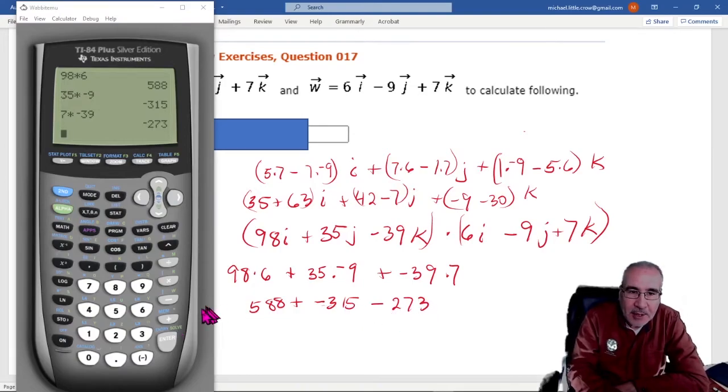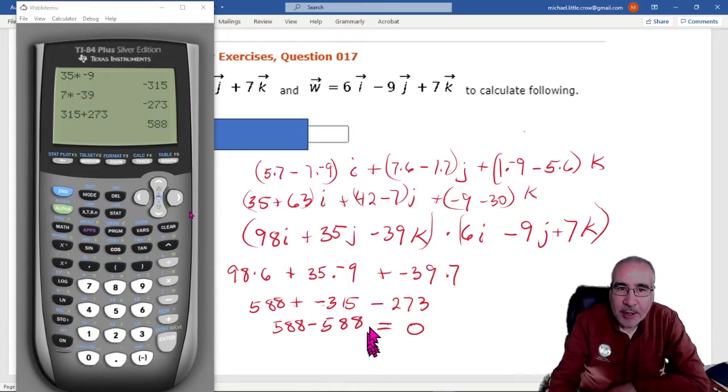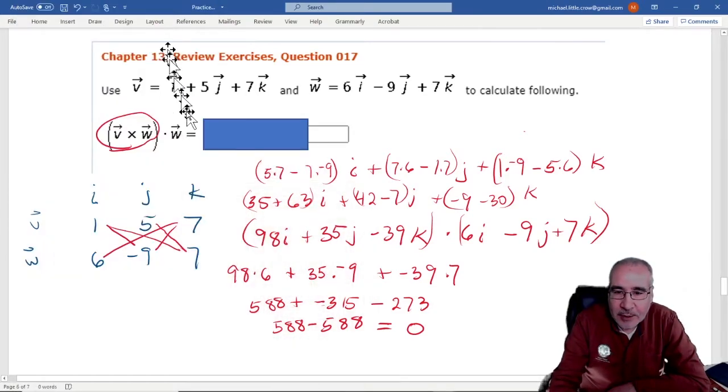Now watch this. When we add these two together, what do we get? So 315 plus 273. That took their signs off, but notice it's 588. So this is 588 minus 588, which all equals 0. And remember, a dot product told us that we'd get to a final number.